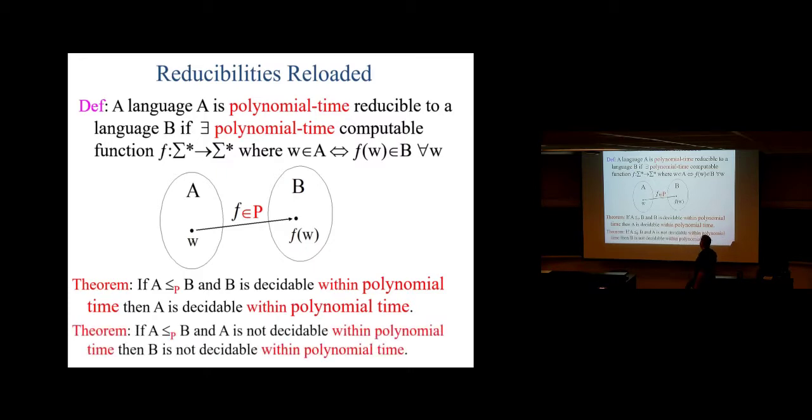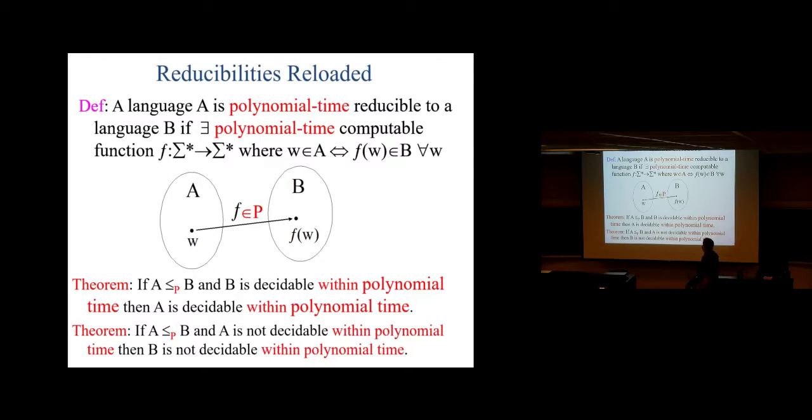And if A reduces to B and A is not solvable within polynomial time, then B can't be solvable in polynomial time also. Right. So if you reduce A to B and B provably cannot be done efficiently, then neither can A. So, by the way, these two theorems are really the same theorem. How many can understand that? Or see that? If A reduces to B and B is efficiently solvable, then so is A. If A reduces to B and A is not efficiently solvable, then neither is B.